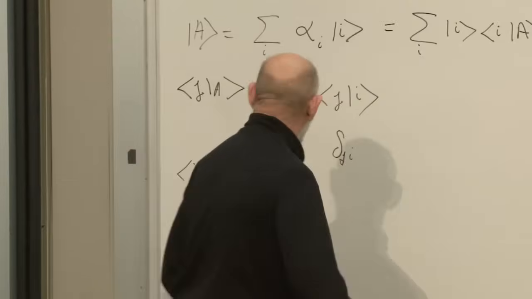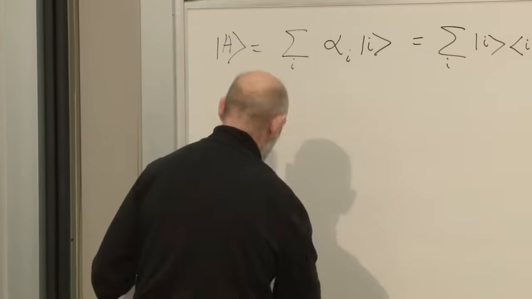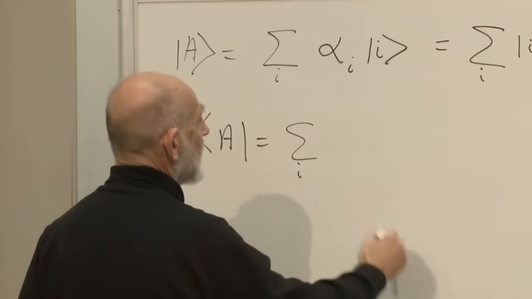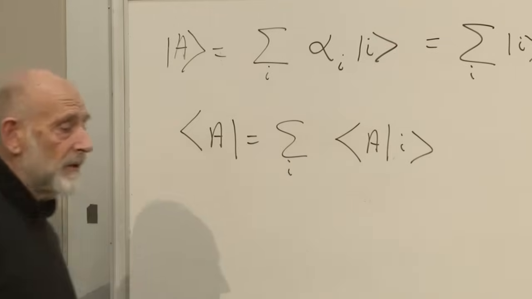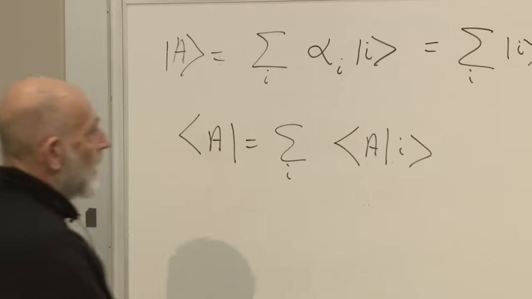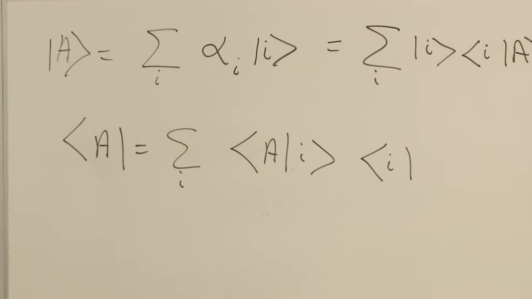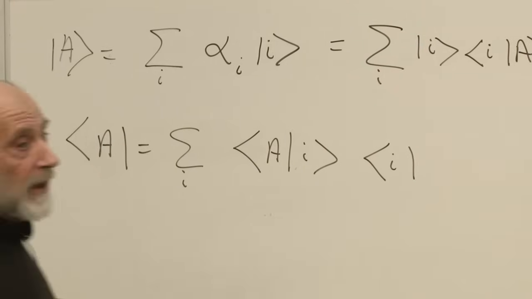The same thing is true for bra vectors, and you would write it in the following form. A bra vector is also a sum over i of the inner product of the bra vector with the basis vectors times the basis bra vectors. The basis bra vectors are just the complex conjugates, if you like, of the basis ket vectors. Both of these equations are true, and we're going to find out that they're enormously useful and powerful, even though they're very, very simple.